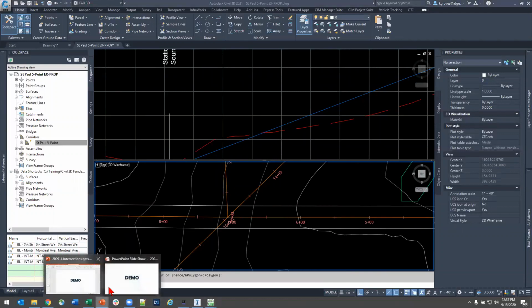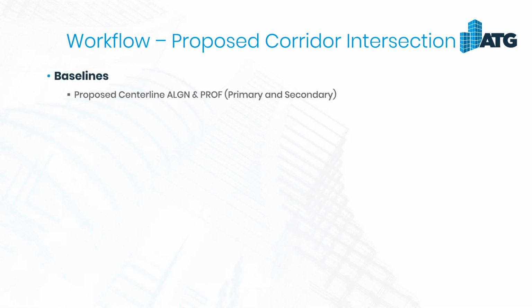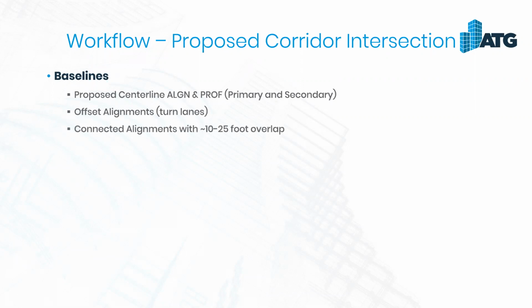I am going to run a little bit more PowerPoint so we can talk about that proposed corridor to proposed corridor. So with this one, now we've got some new considerations. For our baselines, we have our proposed center line alignment and profile. This is going to be for our full road sections coming into our corridor. Our offset alignments are going to be representing our turn lanes, and really those are going to be mostly targets, not actual baselines.